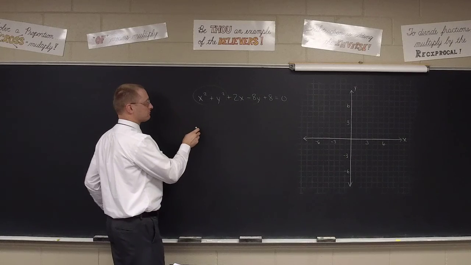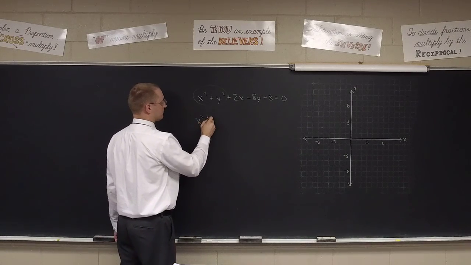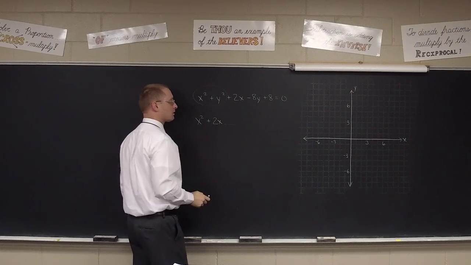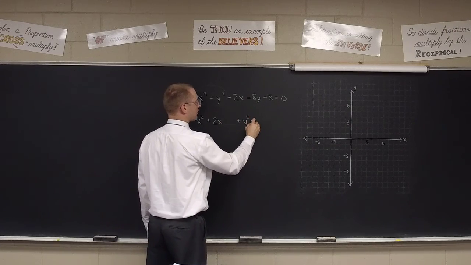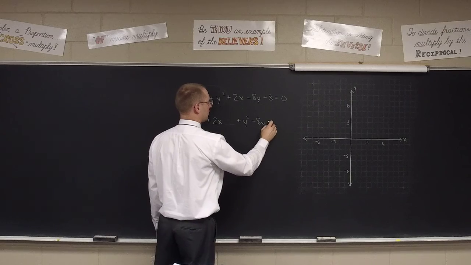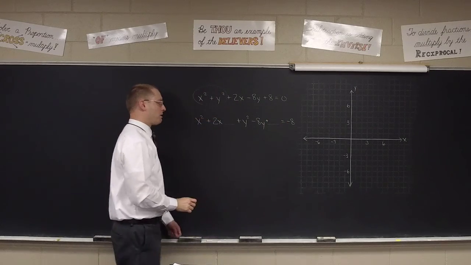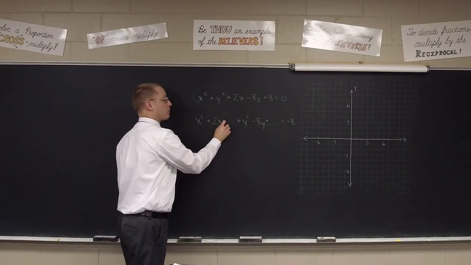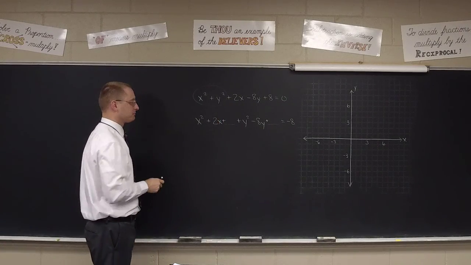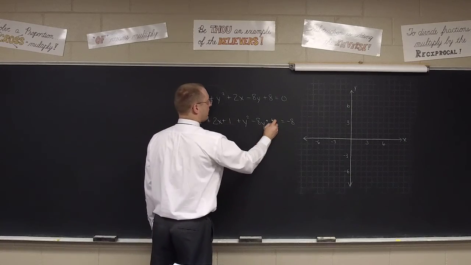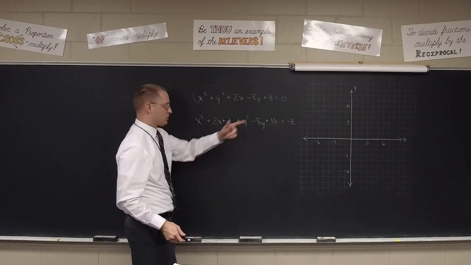You would put your x's together, so x squared plus 2x, and leave a blank, and plus y squared minus 8y plus blank, and then equals negative 17. There we go. And what do we put in these blanks? You're right, they are both plus blanks, aren't they, Jamie? We put a 1 and a 16. Good, a 1 and a 16, half and square, remember.